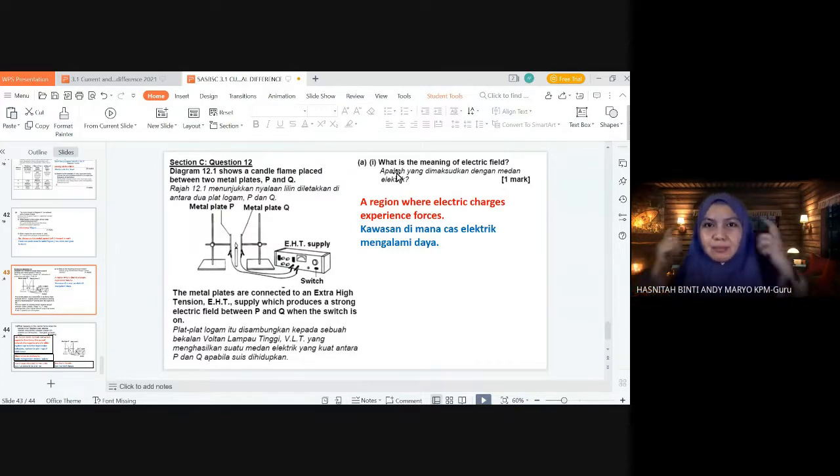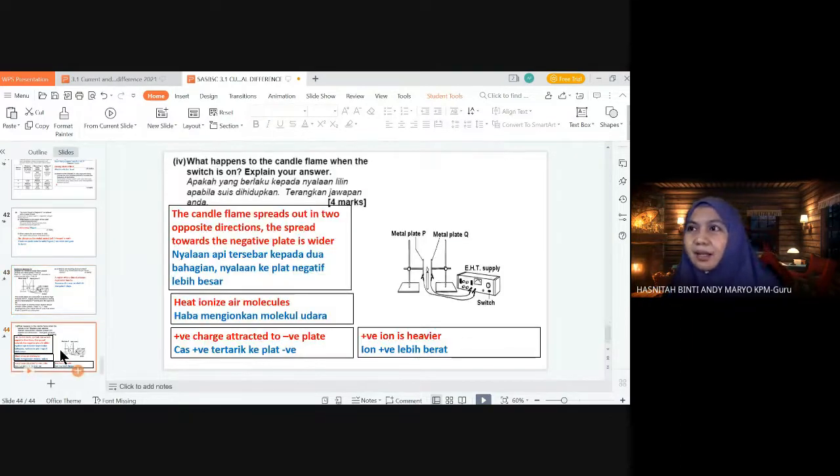This one must be in your mind. You must remember it. Okay, simple definition for electric field. The keywords are region, charges, experience, force. Okay, then the next question.